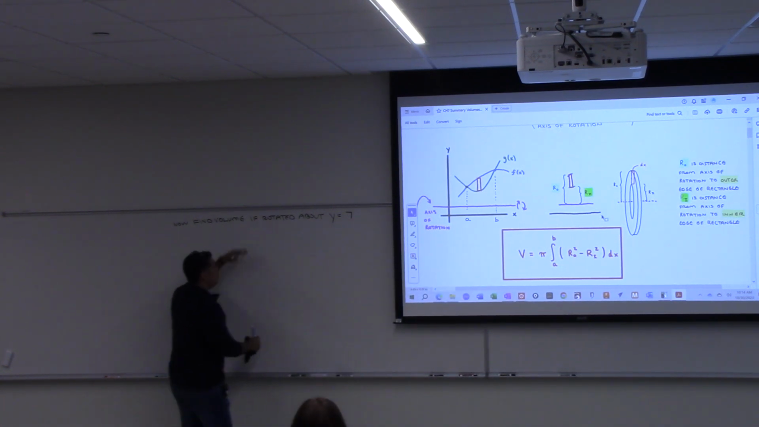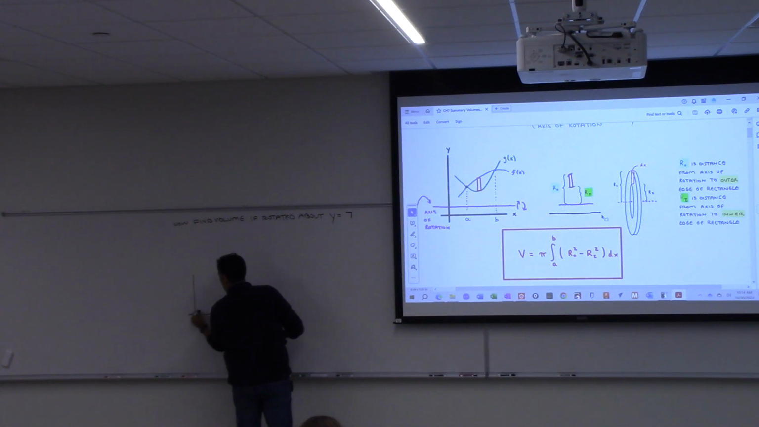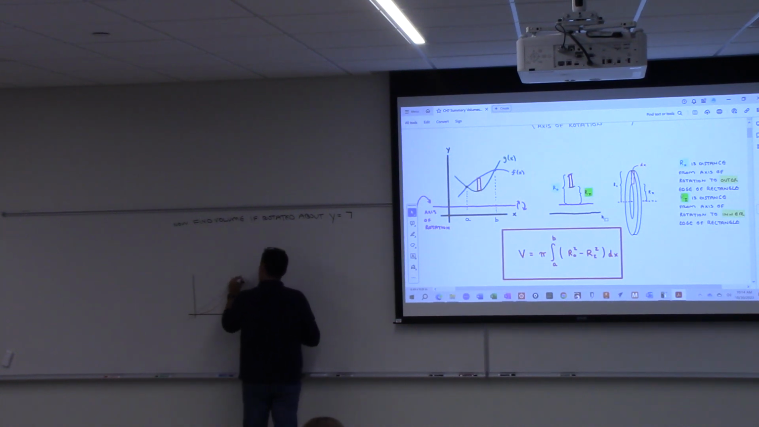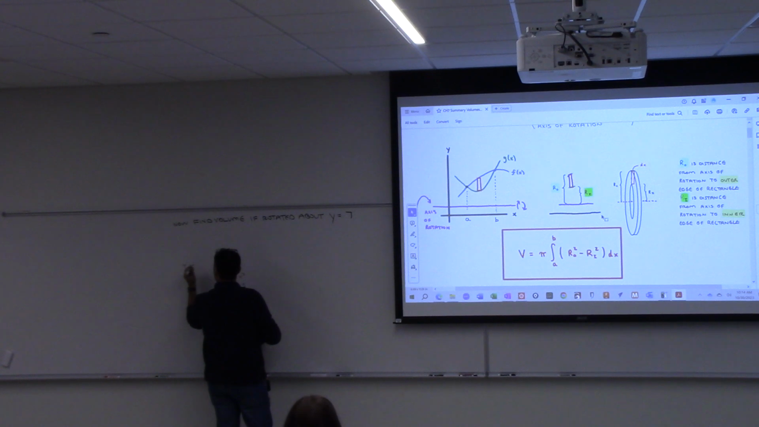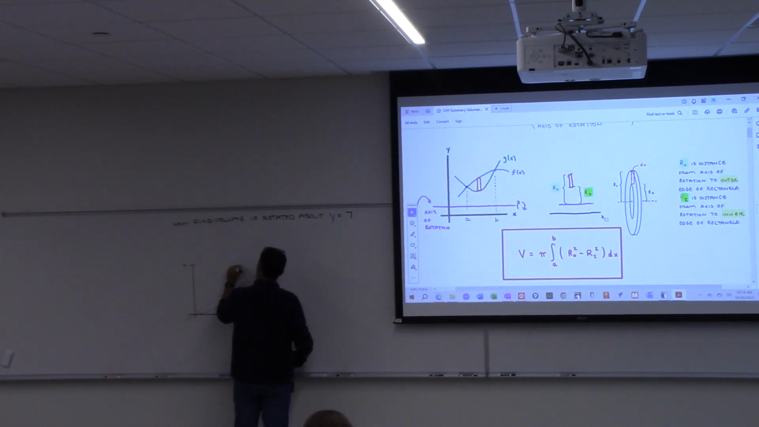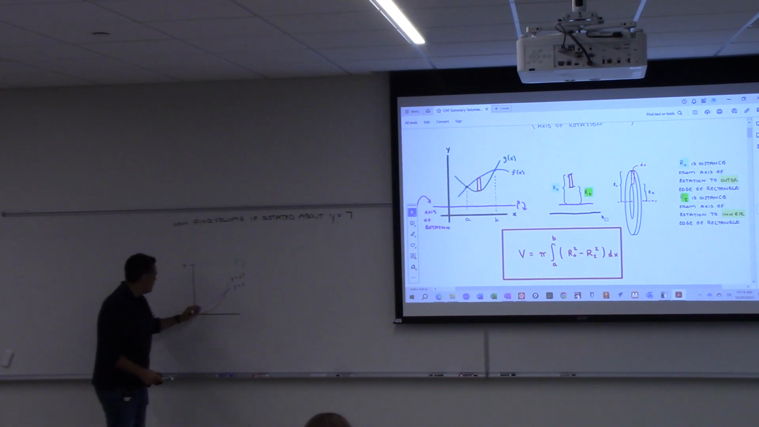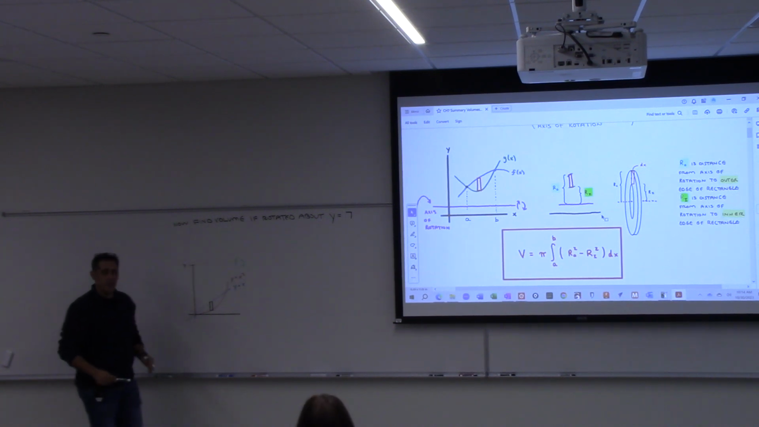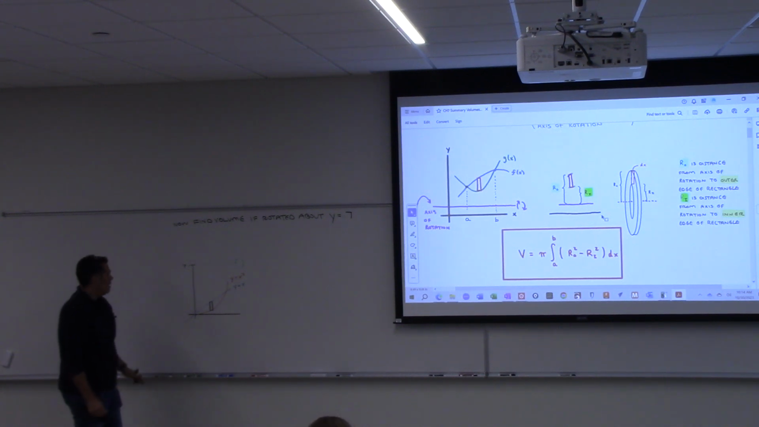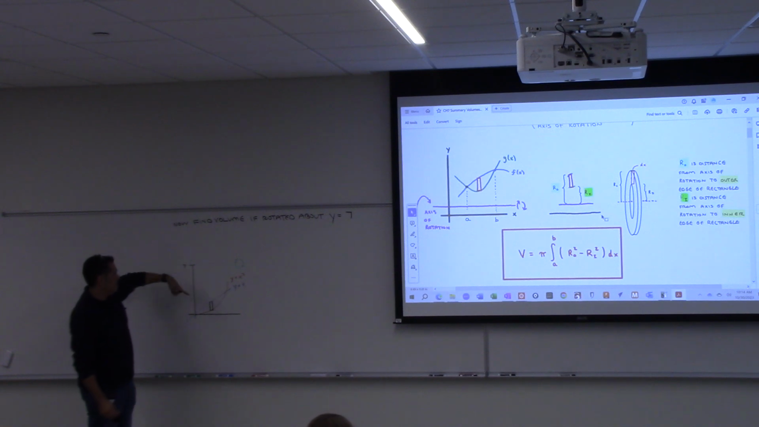Let's see, because y equals 7 is above, I'm going to draw it this way. I've got my x here. It's y equals x. Got my x squared here. I've got my axis of rotation way up here at 7. I'm going to use vertical rectangles because these are both functions of x. Vertical rectangle, perpendicular to my axis of rotation, means I'm going to use washers, right? I'm going to imagine rotating this around this way.